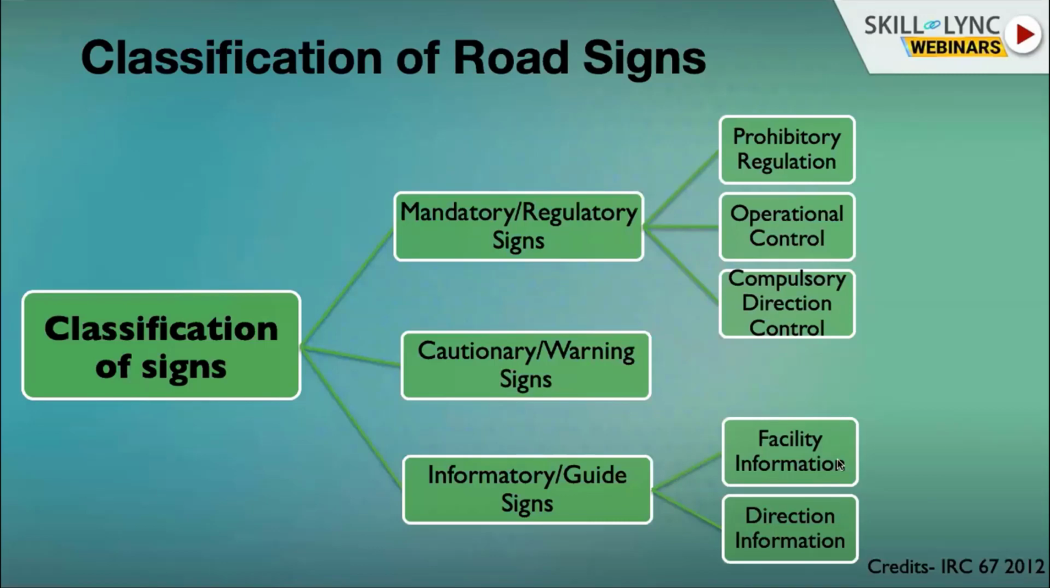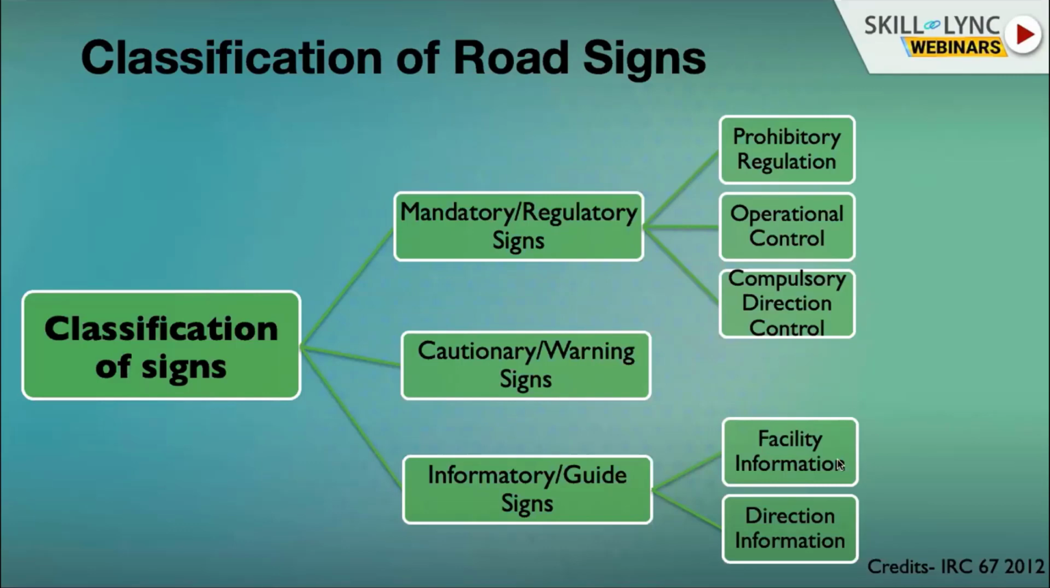Compulsory directional signs are those signs where the directions will be imposed on you, like left only, right only, or ahead only. These are done carefully by analyzing the entire network and the traffic flow characteristics.